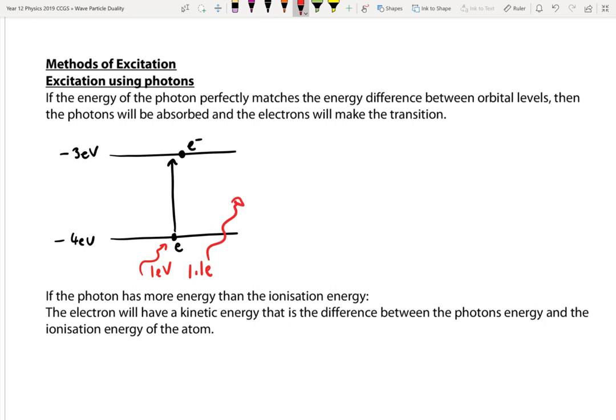It would just go sailing through. Because, providing there are no transitions corresponding to 1.1 eV, that photon would not be captured. Likewise, a 0.9 eV photon would also keep going, not captured. It has to be exactly that.